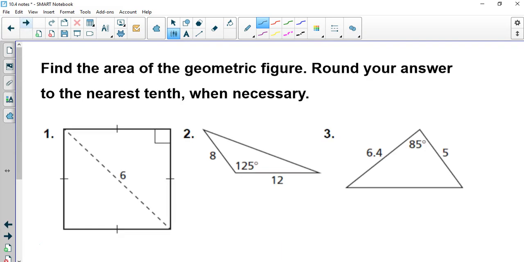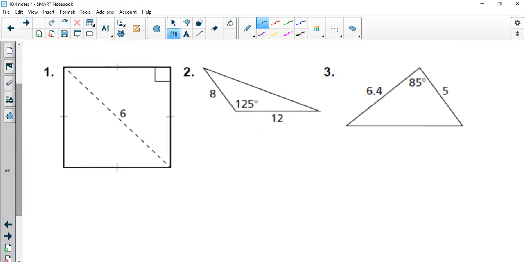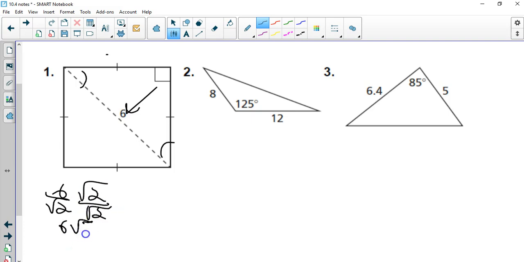Okay, find the area of the geometric figure. So for number 1, we need the length and width. Well, this is obviously a 45, 45, 90 triangle. This is the hypotenuse. So that means that this side here is smaller. So what we have to do is 6 divided by radical 2. We have to rationalize it. So that gives me 6 radical 2 over 2. 2 and 6 cancel. That's 3 radical 2 there, and 3 radical 2 there.